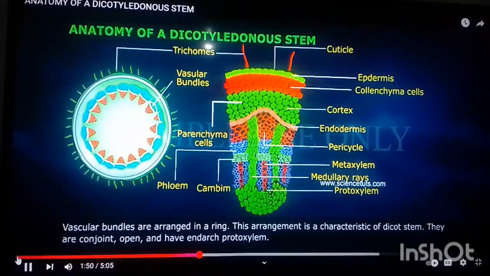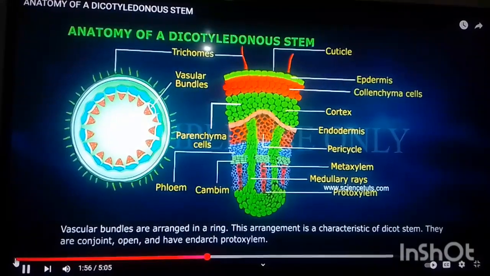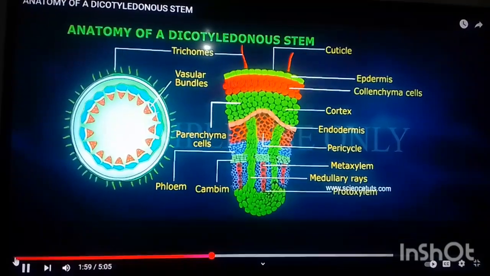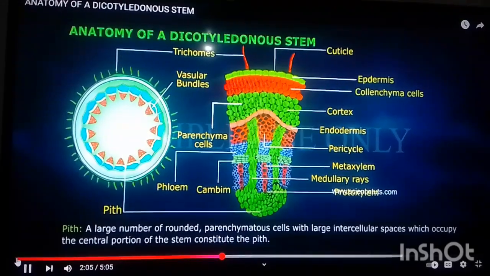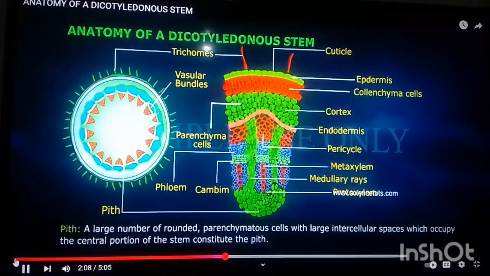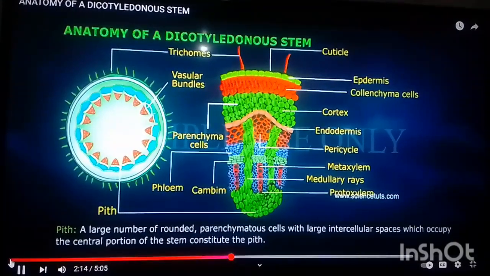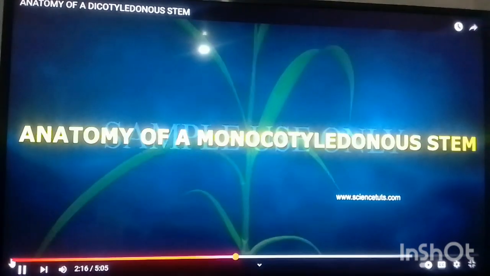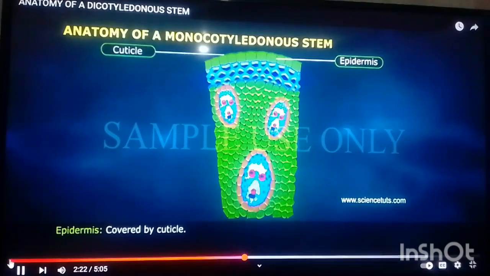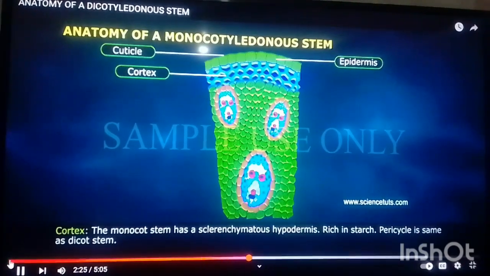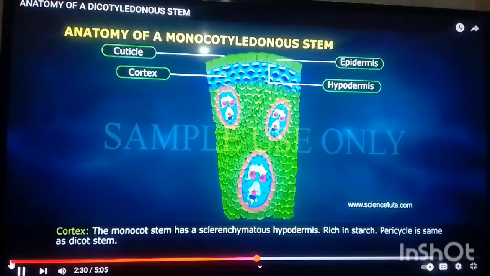Vascular bundles are arranged in a ring. This arrangement is a characteristic of dicot stem. They are conjoined, open, and have enlarged protoxylem. Fifth, a large number of rounded parenchymatous cells with large intercellular spaces, which occupy the central portion of the stem, constitute the pith. Anatomy of a monocotyledonous stem. Epidermis, covered by cuticle. Cortex: the monocot stem has a sclerenchymatous hypodermis, rich in starch.